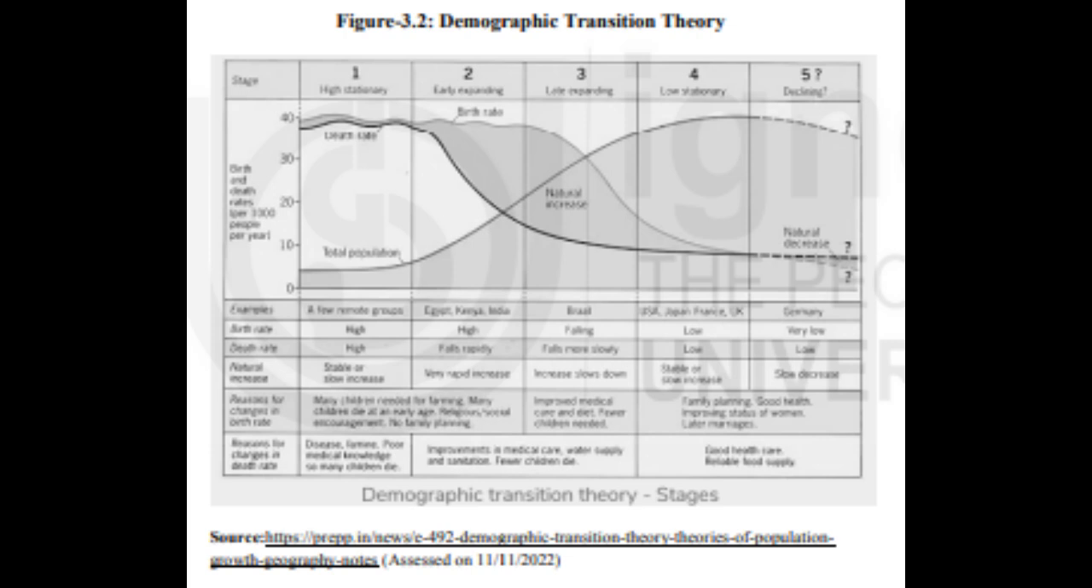Some of the features at this stage are: the birth rate is high while the death rate is low, resulting in a high growth rate of population.